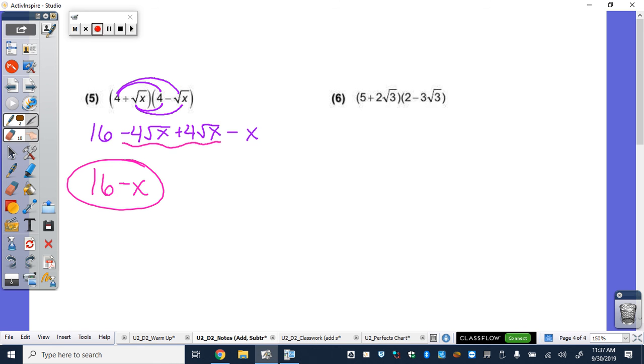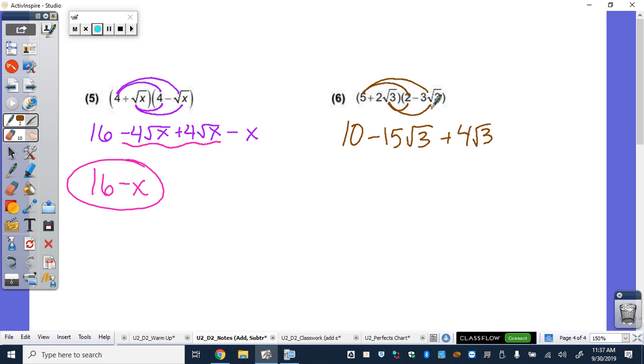So looking at that sixth one, more of the same. 5 times 2 gives me a 10. 5 times 3 radical 3 gives me a minus 15 radical 3. 5 would be times the number out in front because it's not under a radical itself. 2 radical 3 times 2 gives me 4 radical 3.